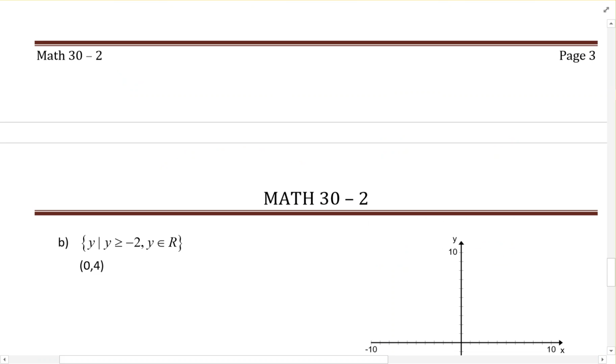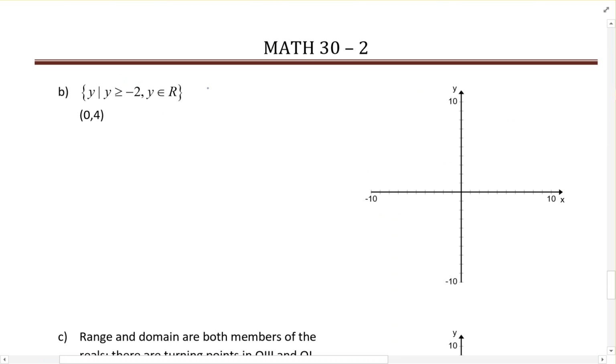Okay, let's make sure that everything else you know. This you might look at and be like, huh? I'll just help you read through this. This is a range. It's telling you what y is allowed to be. And it's saying y, and this little dash, if you're saying it out loud, says y where y is greater than or equal to -2, and y is a member of the reals. So it's just telling you the restrictions on y, so this is really talking about the range.